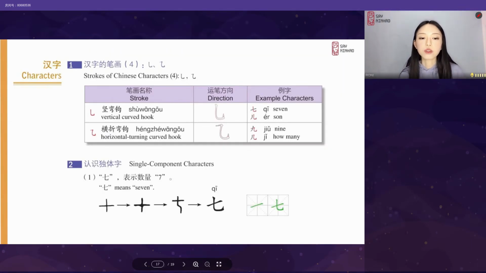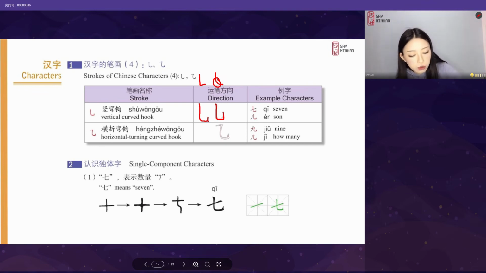The next part is the strokes of Chinese characters. There are two strokes for today. The first one is 竖弯钩, which is vertical curved hook. Okay, now let's see. The direction of writing it is from this and to this. First, try to write a vertical and then curve it. Don't turn like a rectangle. Just turn it here, turn and then hook. Try to write it. It is a vertical curved hook.